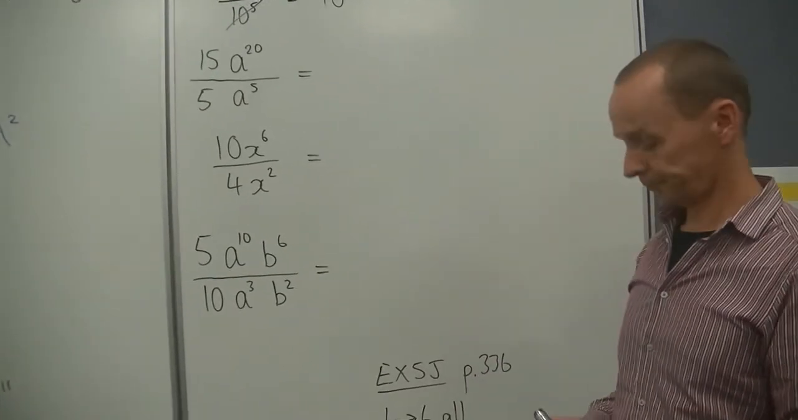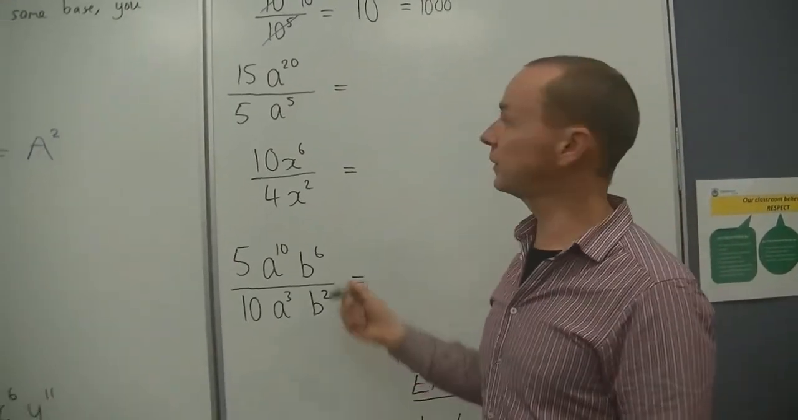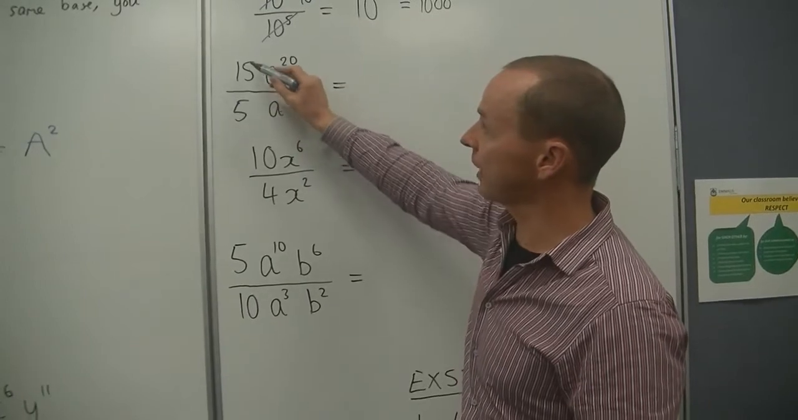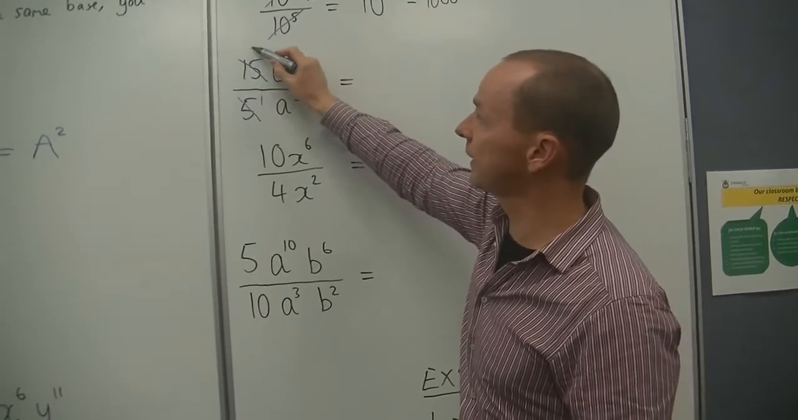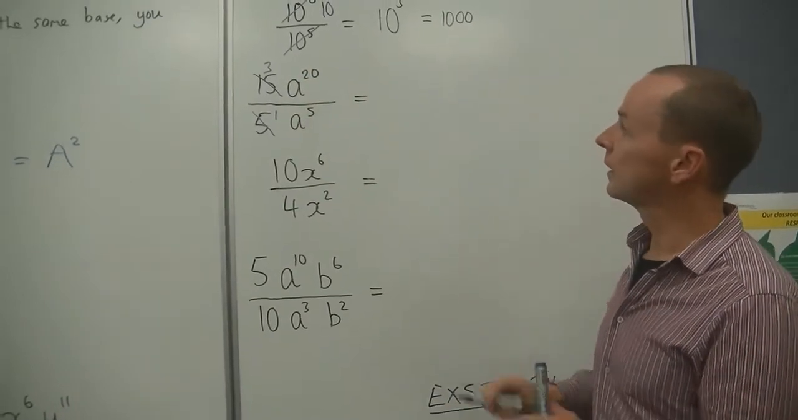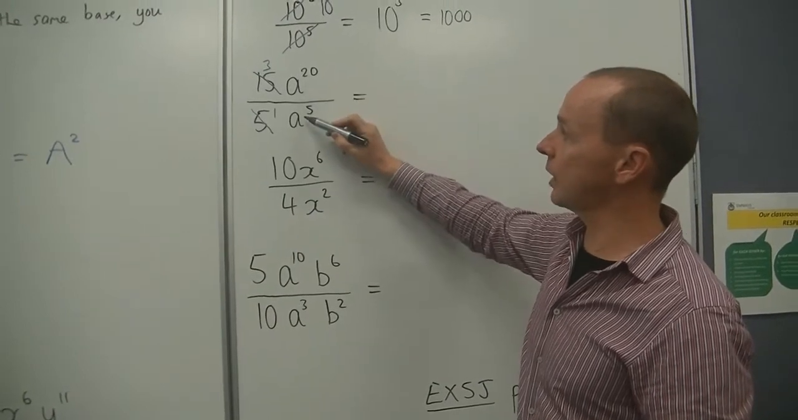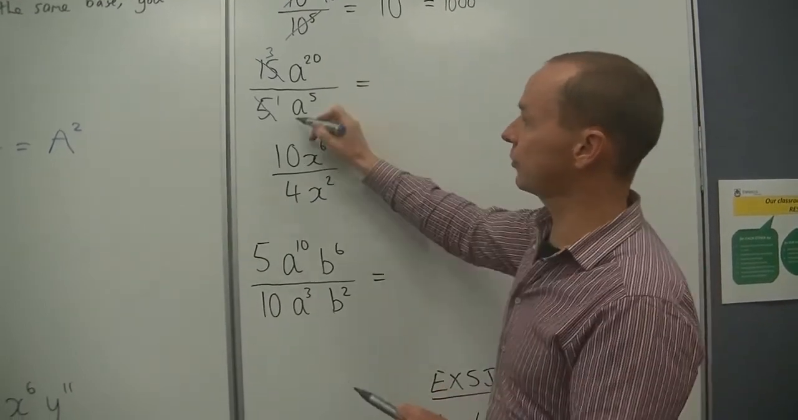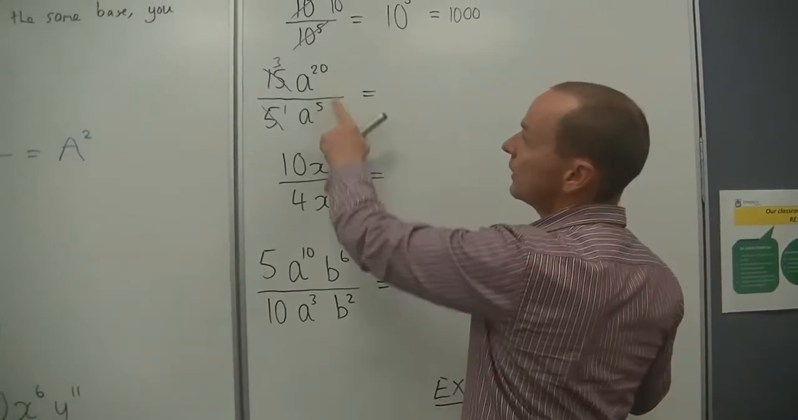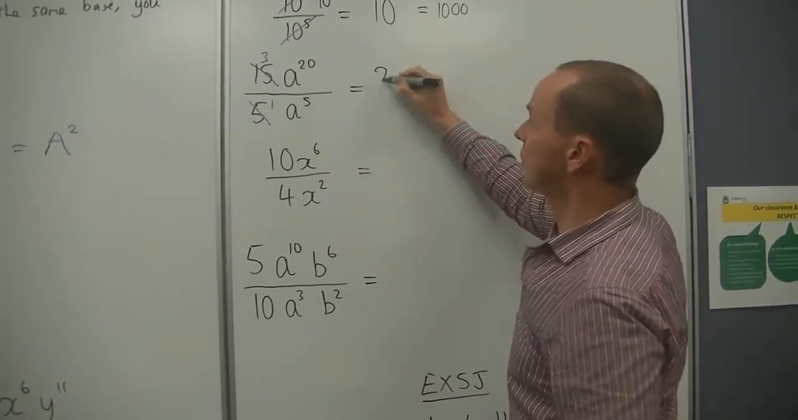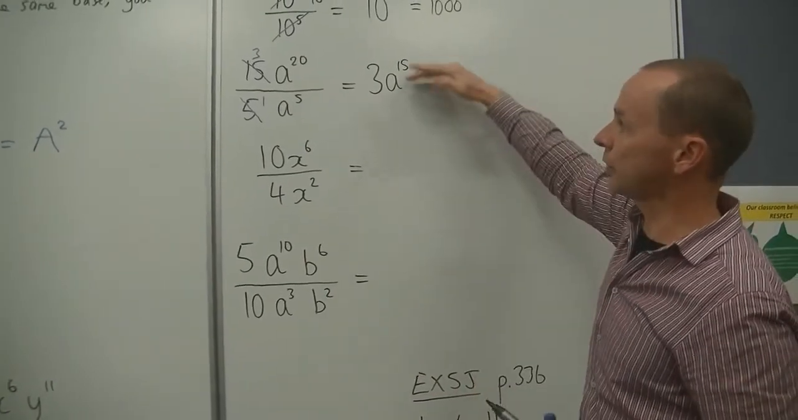Alright, next one. You notice we've got a normal number out the front, so we cancel these just like we did in year 7. So common factor, 5 goes into both, 5 goes into 5 once, 5 goes into 15 3 times. So on the top line, we've got 3. And now, a to the 20 over a to the 5. You can either just cancel them, and you're left with a to the 15 on the top line, or you can use the rule. 20 minus 5 is 15. So we're left with 3, and then a to the power of 15. And that's all on the top line, by the way.